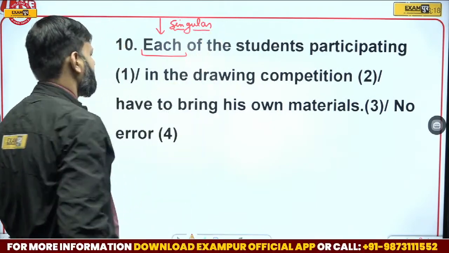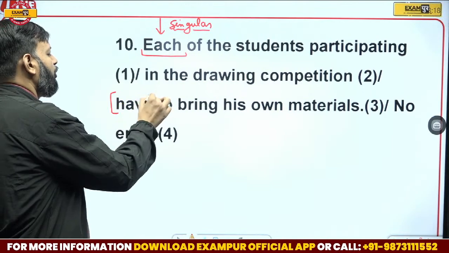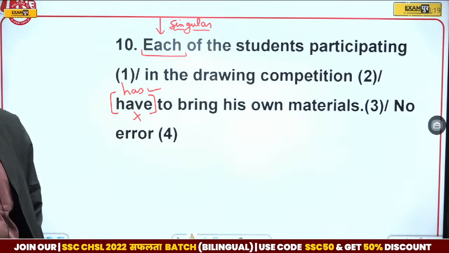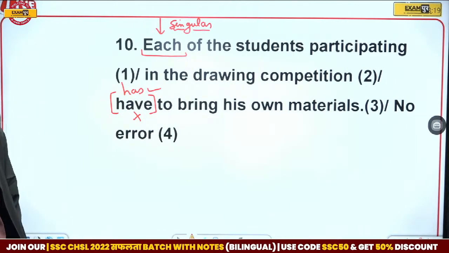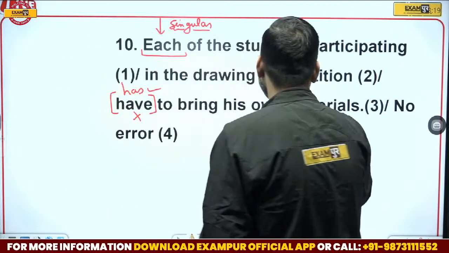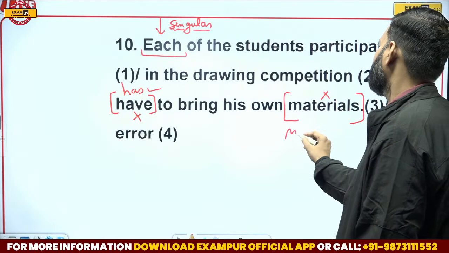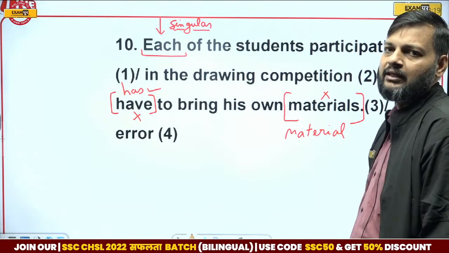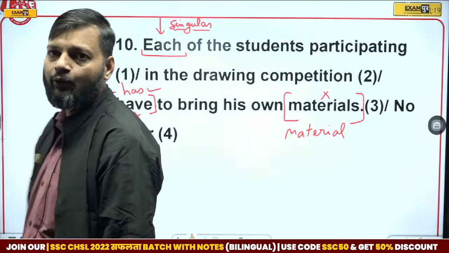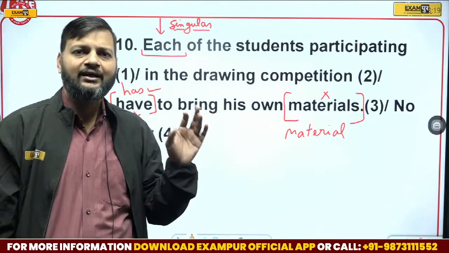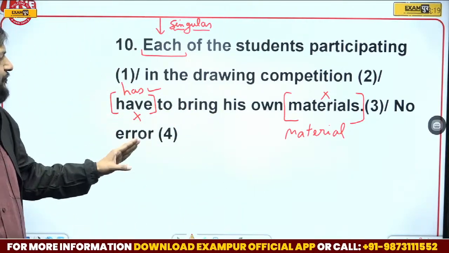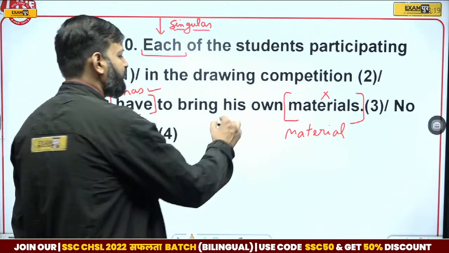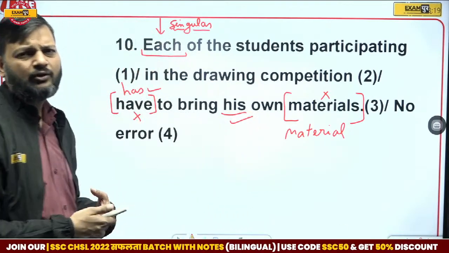So if the subject is singular, the verb should also be singular. So here have will be replaced by has. Okay, and in the same part there is one more error. Materials will be replaced by material, because material is an uncountable noun, so it cannot be plural. Both the errors are in the same part. And his is absolutely correct because the subject is singular, so we have to use his.